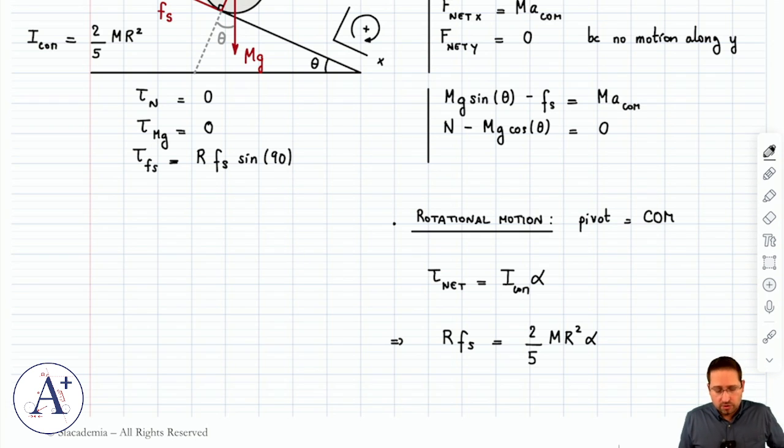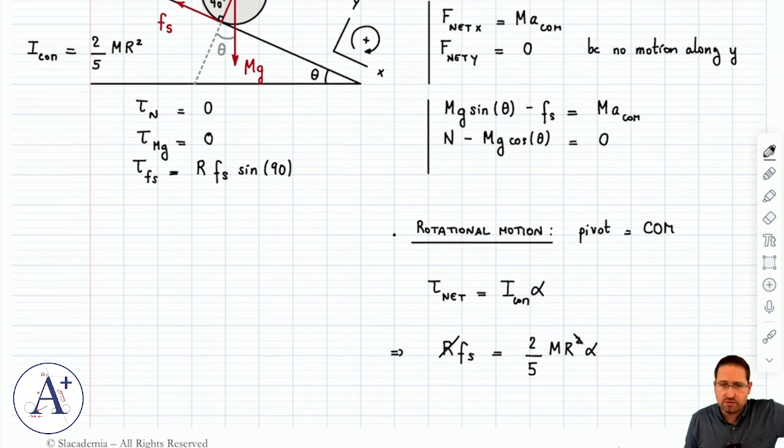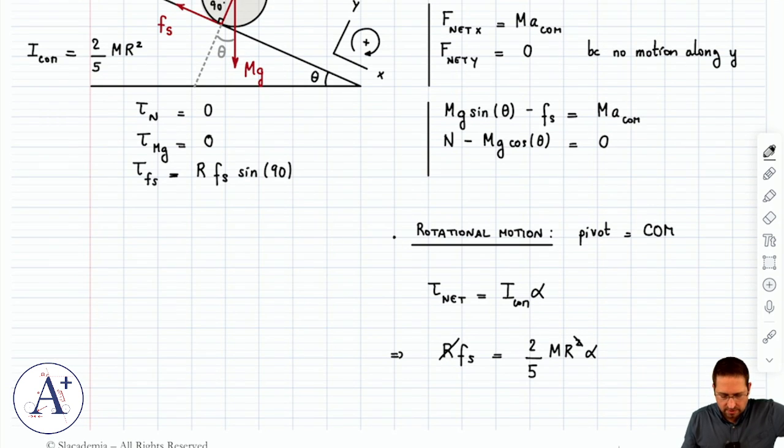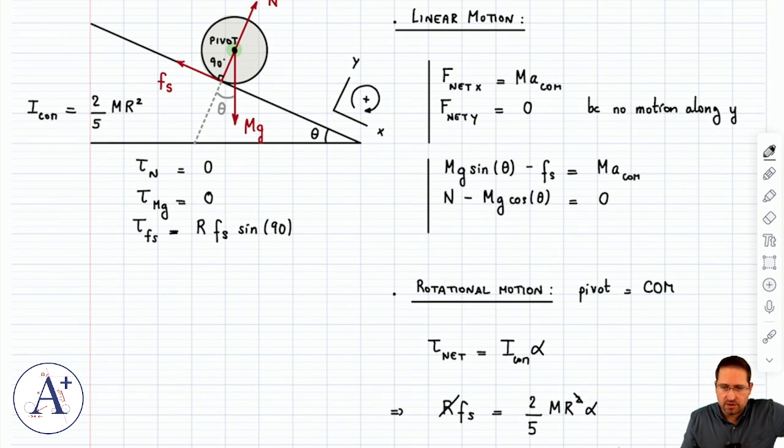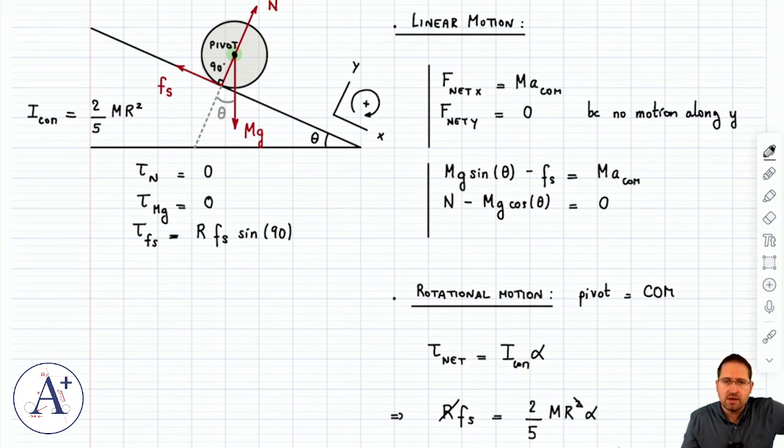Okay. This will simplify, by the way. I can get rid of the r like this. Okay, so I get Fs is 2/5 m r alpha, which, by the way, tells me what Fs is, right? So it's not mu Sn, it's 2/5 m r alpha. Okay, so let's see if we can fit all of this in one page. There we go, one screen.